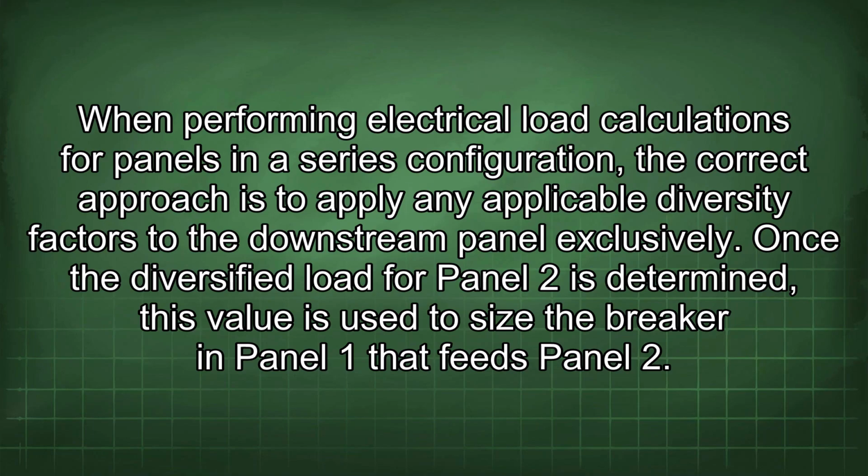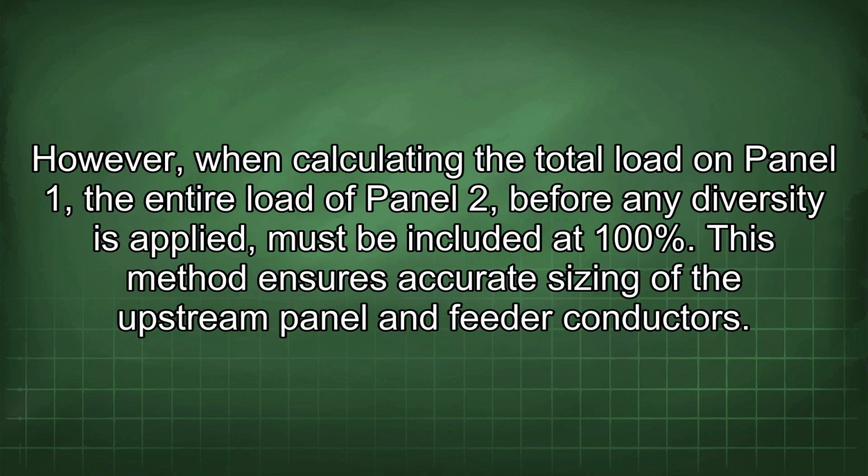When performing electrical load calculations for panels in a series configuration, the correct approach is to apply any applicable diversity factors to the downstream panel exclusively. Once the diversified load for panel 2 is determined, this value is used to size the breaker in panel 1 that feeds panel 2. However, when calculating the total load on panel 1, the entire load of panel 2, before any diversity is applied, must be included at 100%. This method ensures accurate sizing of the upstream panel and feeder conductors.